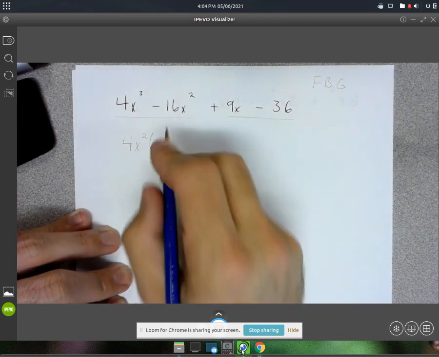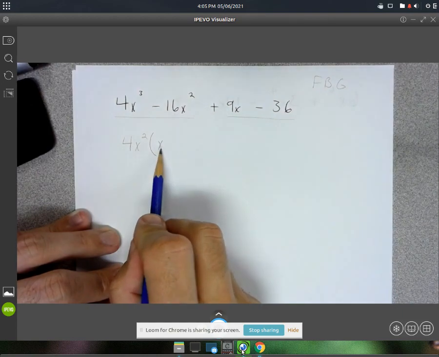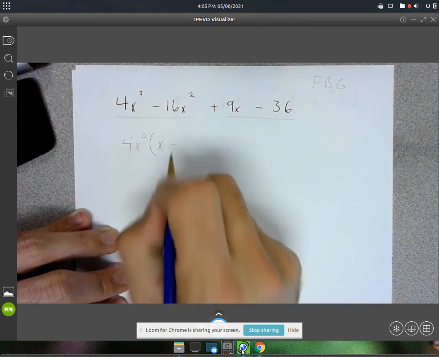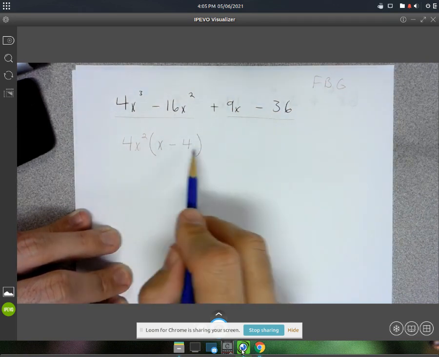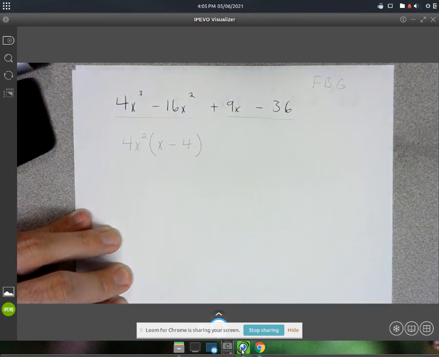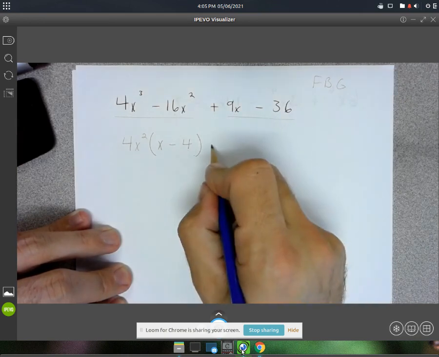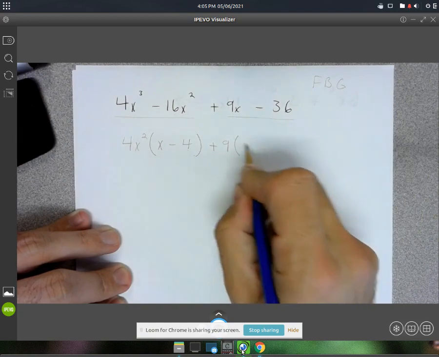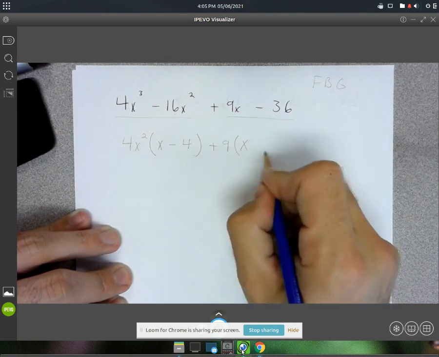So the 4x cubed is going to become an x. So notice 4x squared times x is 4x cubed. And then the 16x squared, that's going to become a 4. Okay, 4x squared times 4 gives you 16x squared. The right half, we want to take out the biggest number we can, so that's going to be a 9. So it's going to be a plus, and then I'm going to factor out a 9. It's going to make that an x, and then the 36, when you divide it by 9, you'll get a 4.